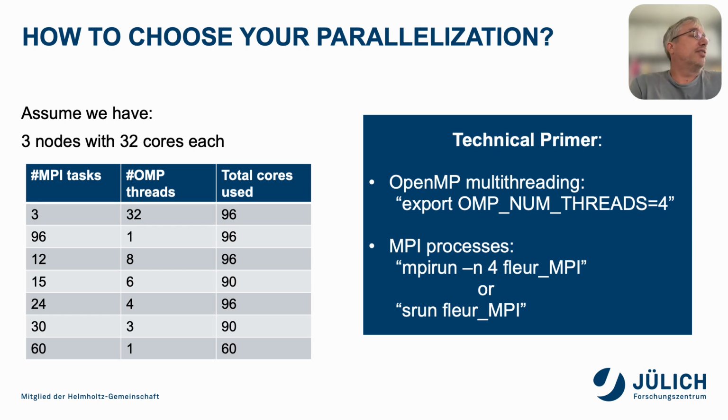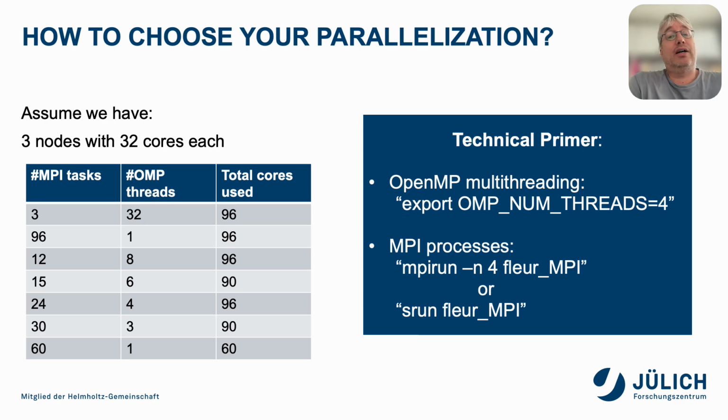To answer the first question, this technical question, how do we choose the number of OpenMP threads and the MPI processes? There are two different things you have to do in order to do that. On the one hand, there is an environment variable called OMP_NUM_THREADS, and this has to be set to the number of OpenMP threads you want to use in your system. So, for example, here it's set to 4. So before you start FLEUR, you have to set this environment variable to the correct value to tell FLEUR how many OpenMP threads should be used.